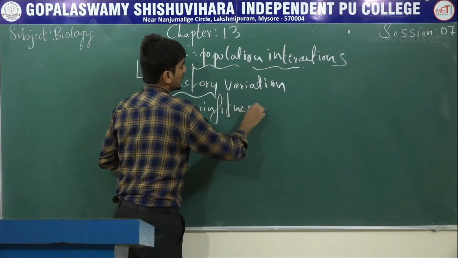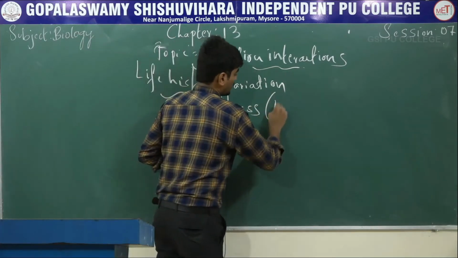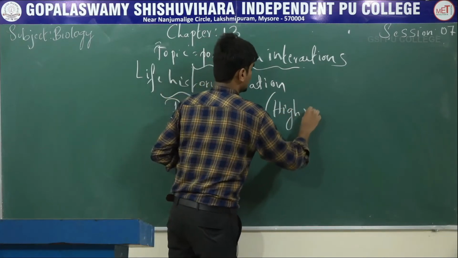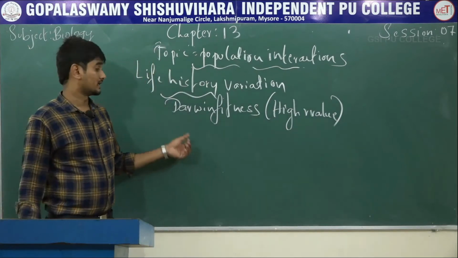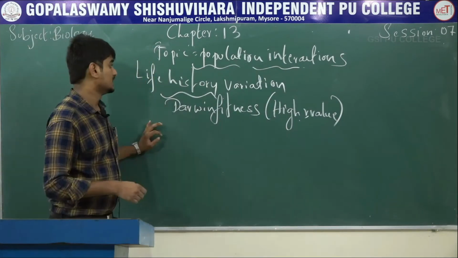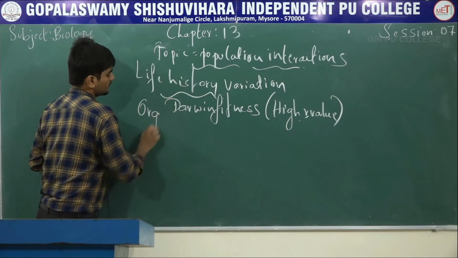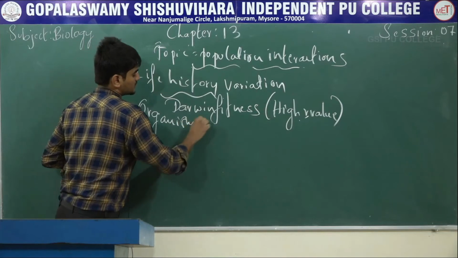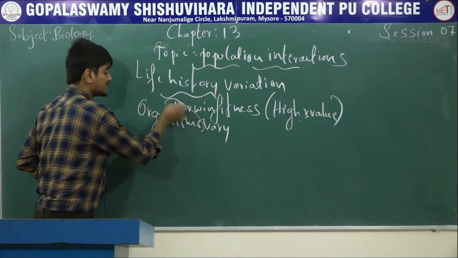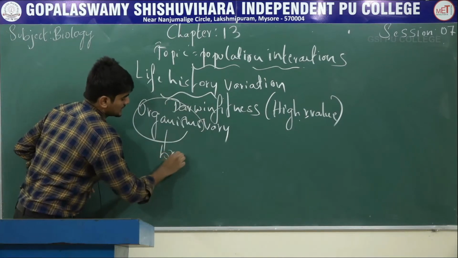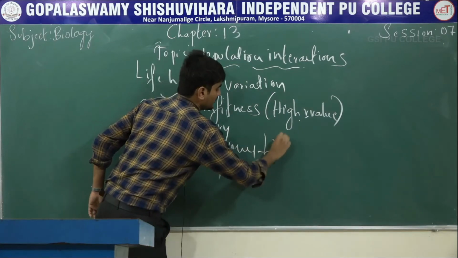A high r value means the birth rate is more than the death rate. The life history of many organisms varies, because some organisms breed only once in their lifetime.